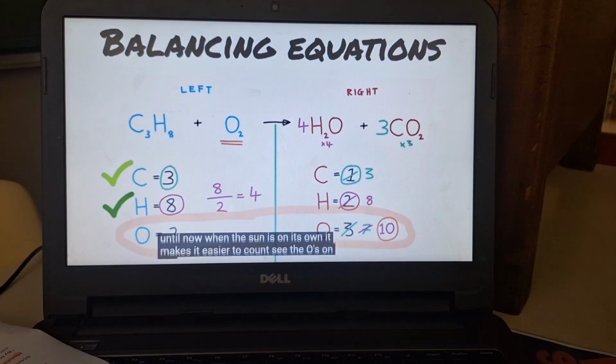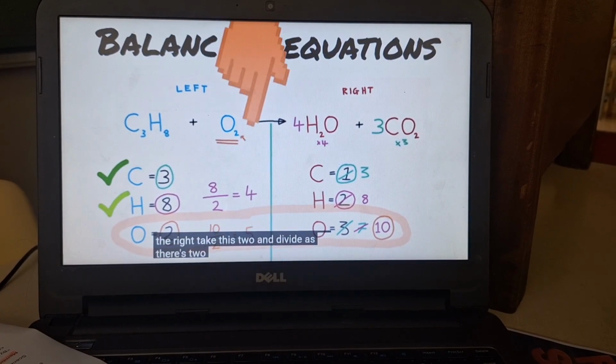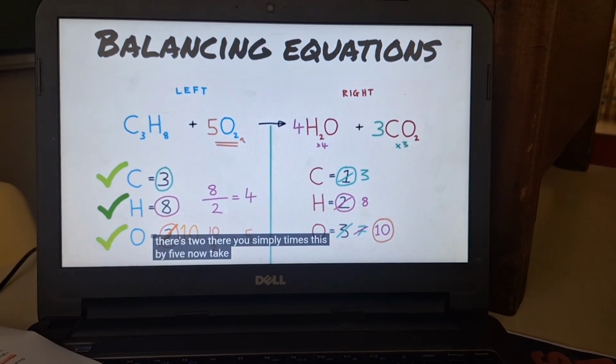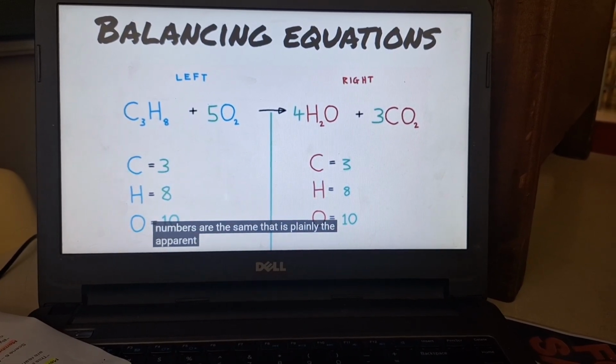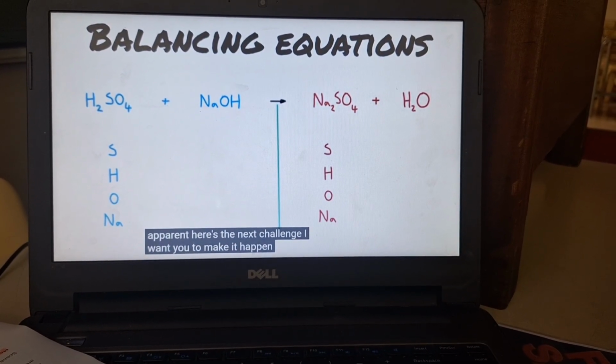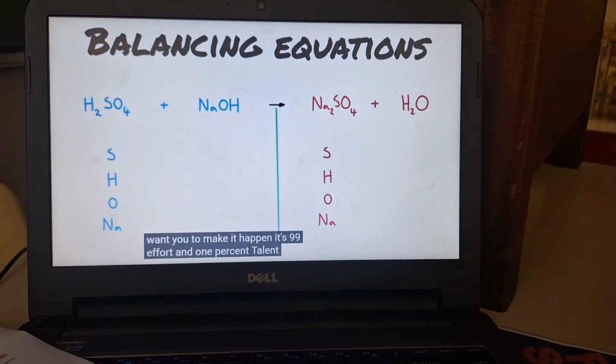See the O's on the right, take this 2 and divide. As there's 2 there, you simply times this by 5. Now take a look at this and you will see that it's balanced. All the numbers are the same, that is plainly apparent. Here's the next challenge, I want you to make it happen. It's 99% effort and 1% talent.